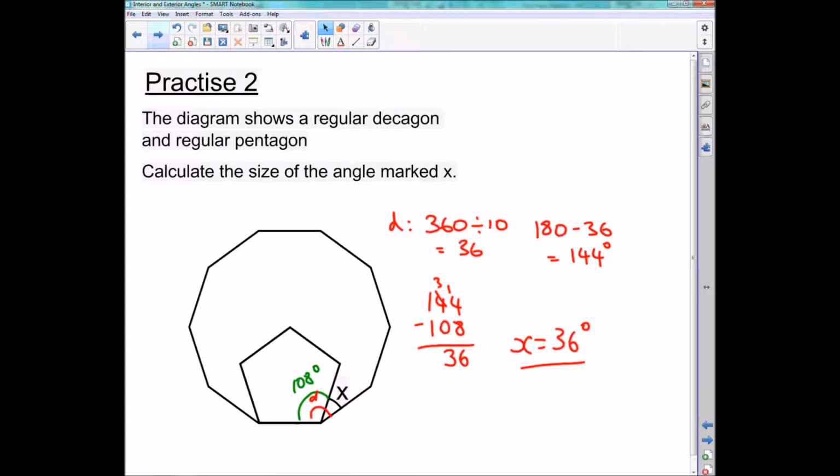Now again, if you've learned all of your regular polygons' interior angles, these questions can become very, very easy. I recommend that the most common shapes to come up are equilateral triangles, squares, regular pentagons and regular hexagons.